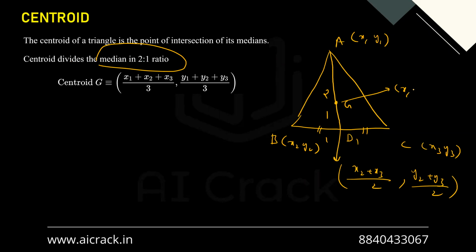Let's say this is x and this is y. So now you'll have to use the formula (mx2 plus nx1) divided by m plus n. And similarly for y, you'll have to do (my2 plus ny1) divided by m plus n. So if we use that formula, then we'll get x1 plus x2 plus x3 divided by 3 and y1 plus y2 plus y3 divided by 3 as the coordinates of the centroid.